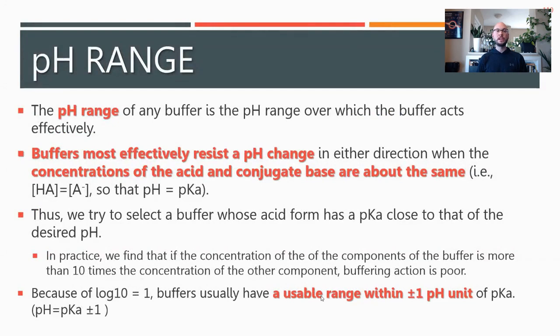The pH range is the range over which that buffer solution can effectively neutralize or resist a pH change. Okay, and it is most effective when it's within 1 pH unit of the pKa. So if you take the Ka or Kb value, the negative log of that, and you determine that value, it's effective within 1 unit of that.